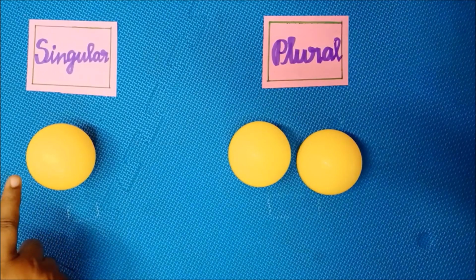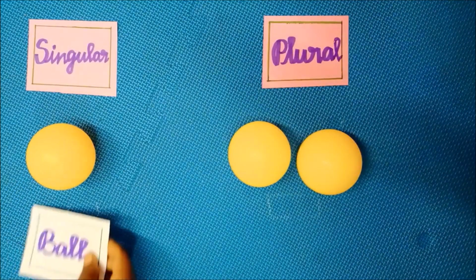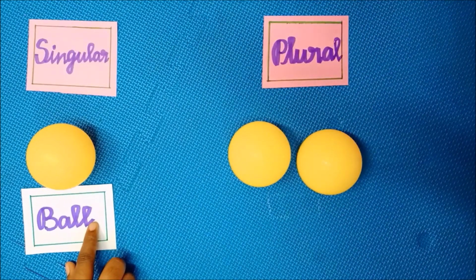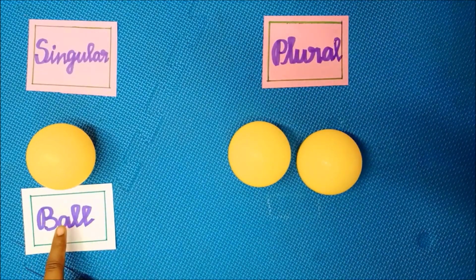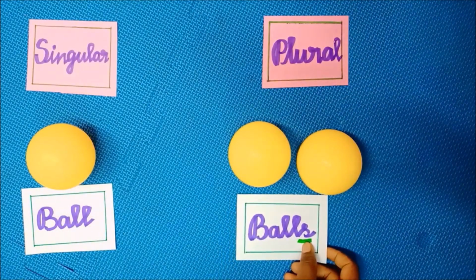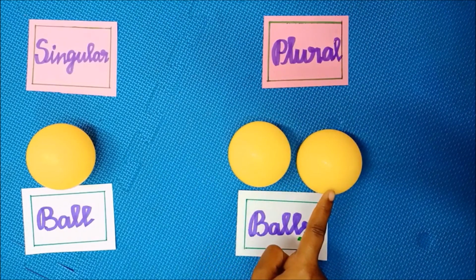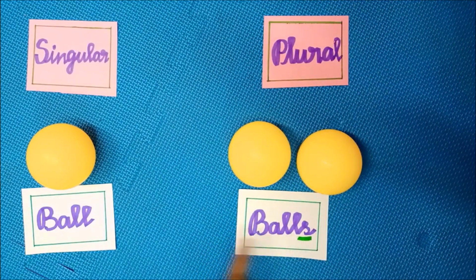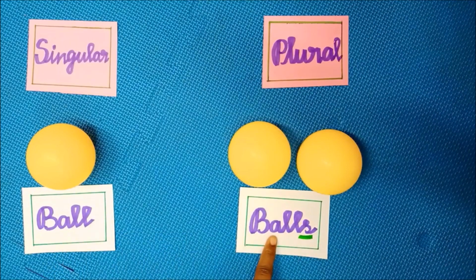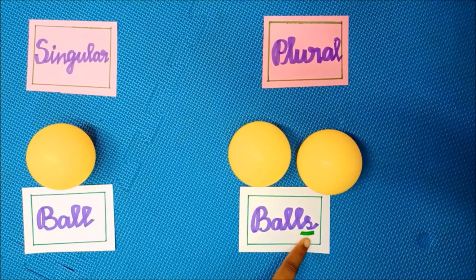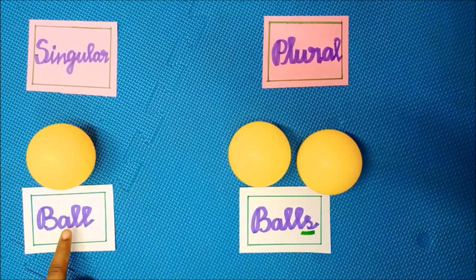What is this? Yes, very good. It is a ball. Here I have how many balls? Only one ball. So it is singular. So the plural form of ball is balls because here I have 1, 2 balls. B-A-L-L-S. Balls. The plural form of ball is balls.